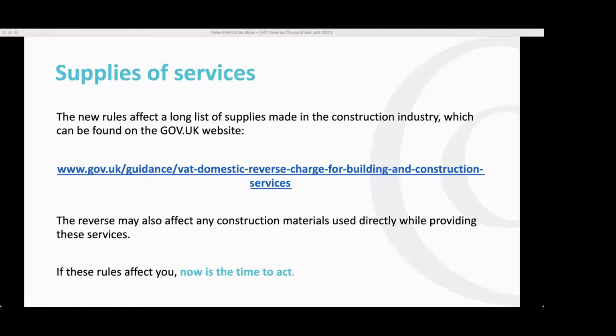HMRC has set an example of a joiner constructing a staircase off-site, then installing it on-site, making a reverse charge service due to the installation element of the supply, to illustrate how the rules may be applied. However, this is only one of a number of scenarios, which highlights the importance of seeking external advice and support, as well as the need to prepare for these changes.